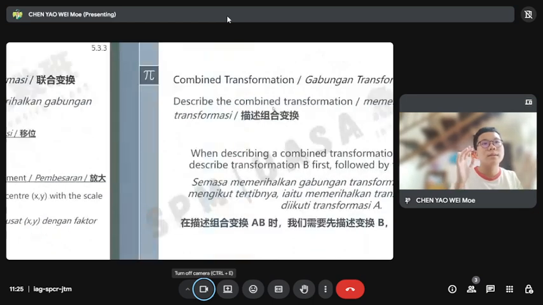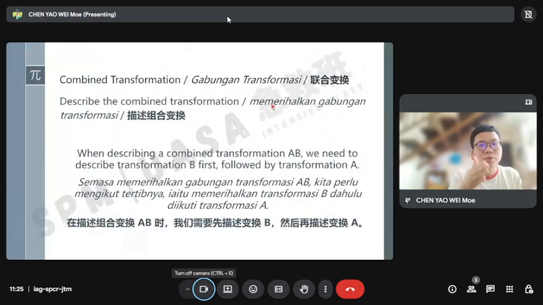And when we describe a combined transformation A and B, we need to describe the transformation B first. Question given like this. Up here is the transformation. What is the transformation for this one? Describe this transformation. B later on A. You need to describe it, either describe or do the transformation, and later on you can do the question. Okay, for the next question.